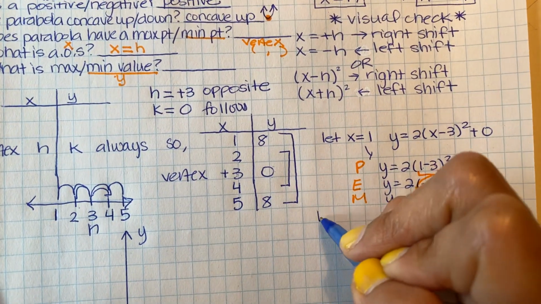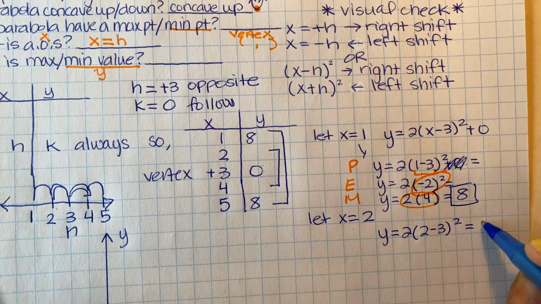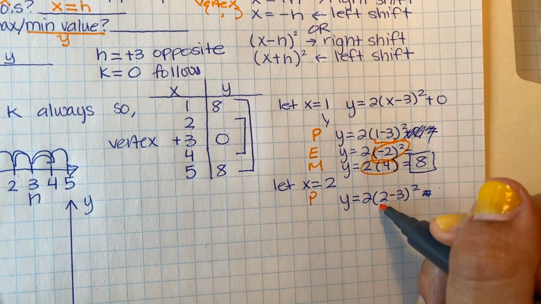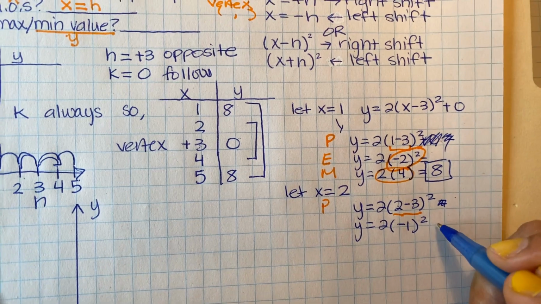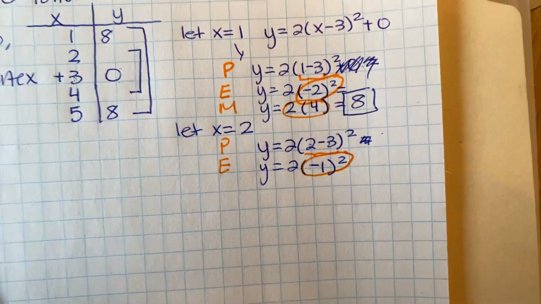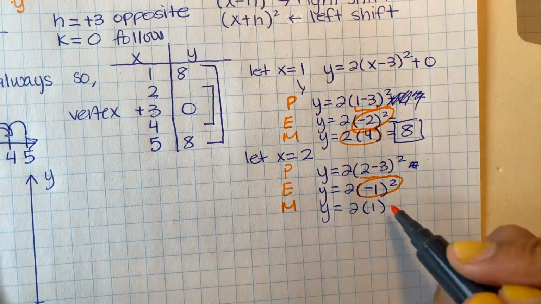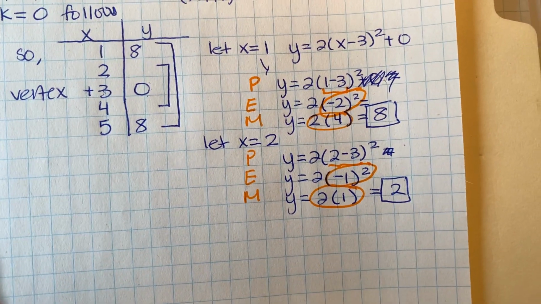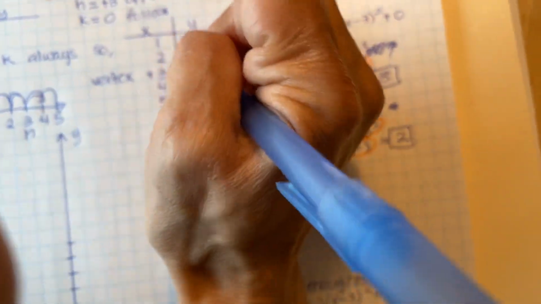Okay, so now let us take x equal 2. So y is equal to 2 times (2 minus 3) squared equals. I'm putting equals 0 because I was going to solve it. Okay, so here we go. Parentheses first, this guy right here. What's 2 minus 3? Negative 1, squared. Next, we're going to take exponents, so we take this negative 1 squared. And now we're going to multiply, and we get 2. Easy, right? Order of operations. Know how to perform your arithmetic. So important. And so you get 2, 2.